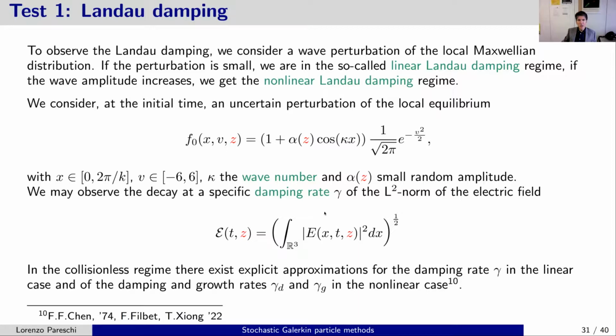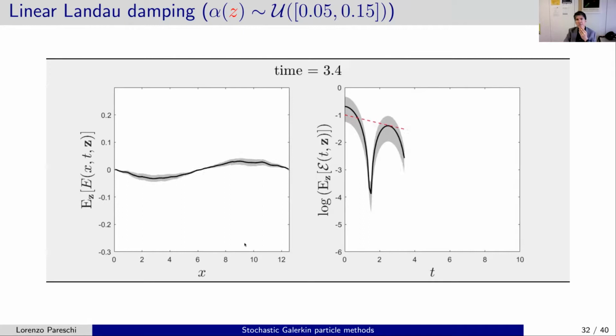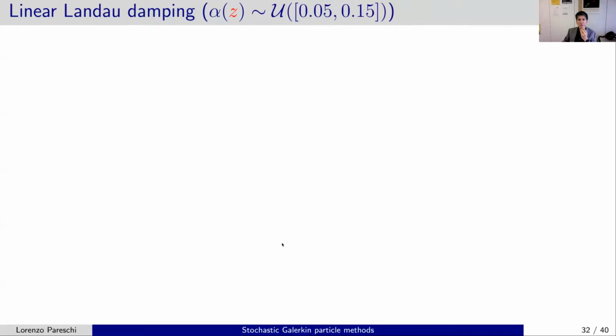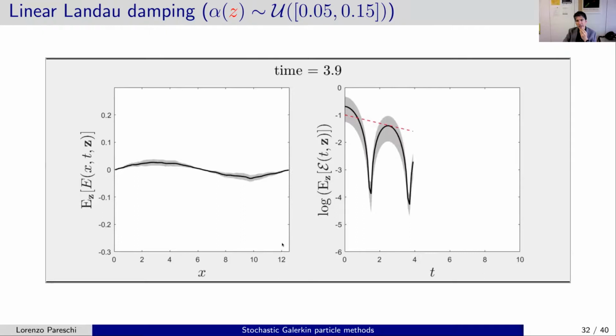What you typically measure to observe this damping effect is the L2 norm of the electric field, and typically you consider the logarithm of this quantity. Here you see on the right the solution with the confidence band that we obtained, and you see how the expectation agrees pretty well with the theoretical decay rate that can be computed.